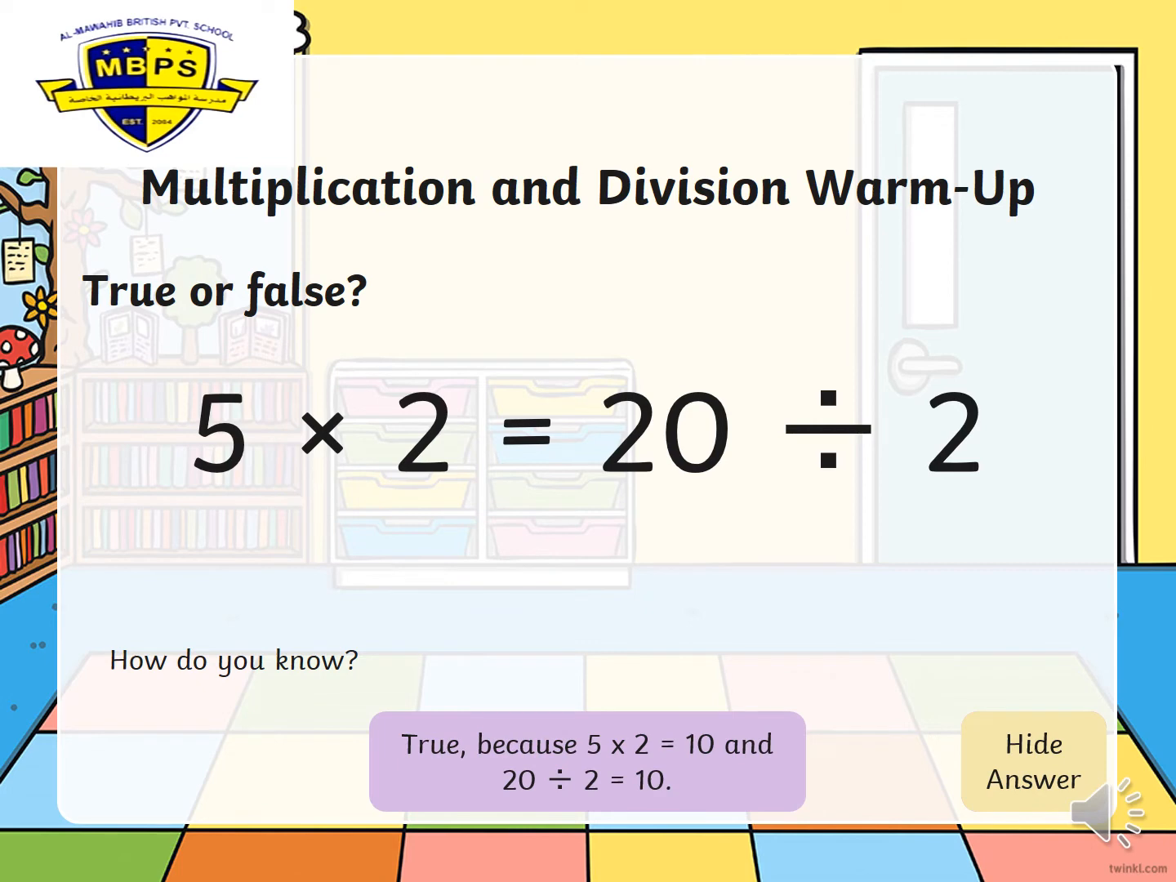This sentence, it's true. Why? Because 5 by 2 or 5 times 2 equals 10. And 20 divided by 2 equals 10. That's why the sentence here, it's true.